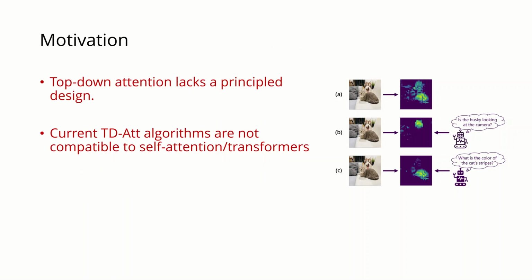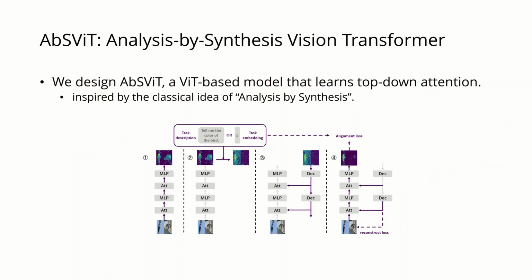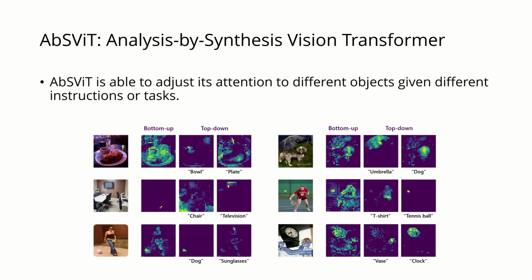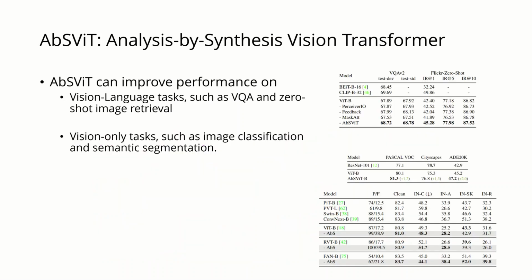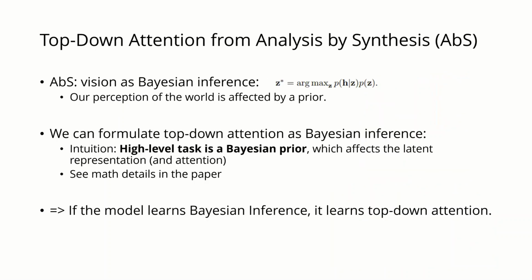However, we find that current top-down attention algorithms do not have a principled design, and they are not compatible with vision transformers. So motivated by this, we propose AbSViT, a ViT-based model that has the ability of top-down attention. We show that AbSViT is able to adjust its attention to different objects given different tasks. And we also find AbSViT is able to improve performance on vision language tasks and vision-only tasks.